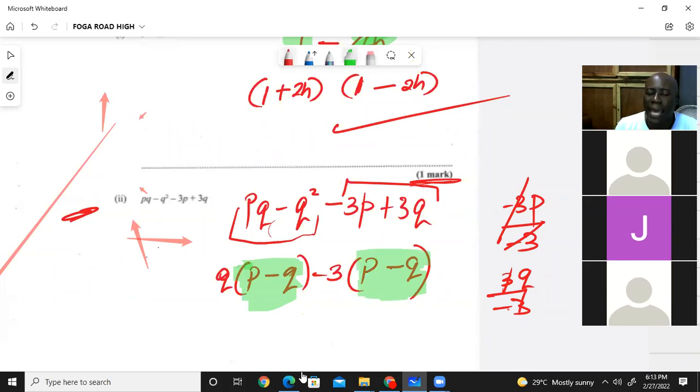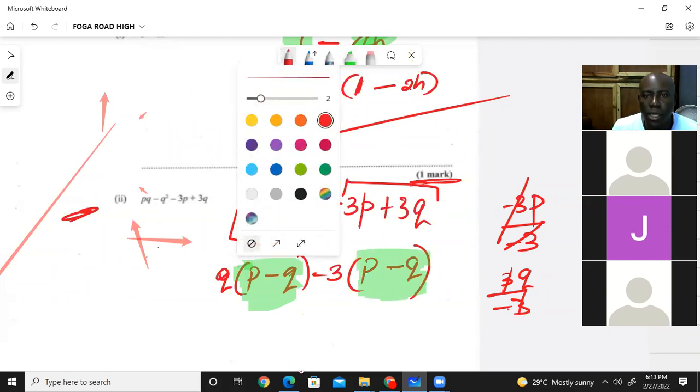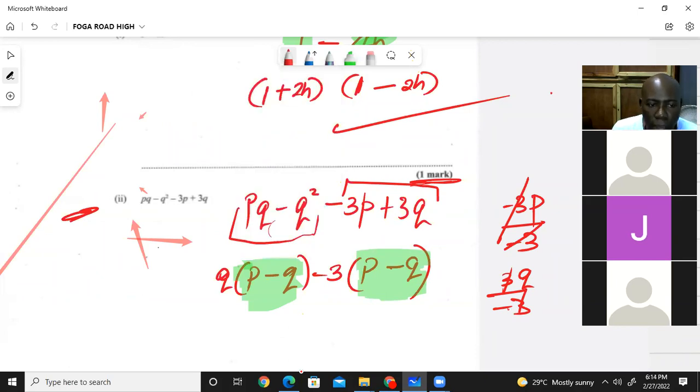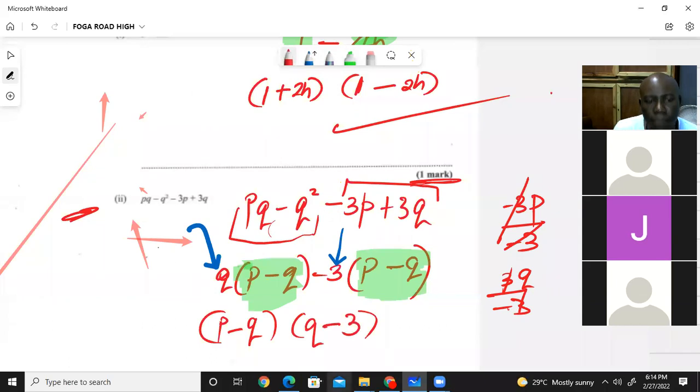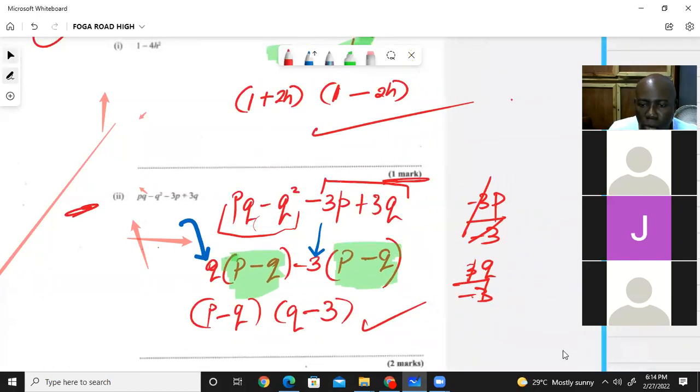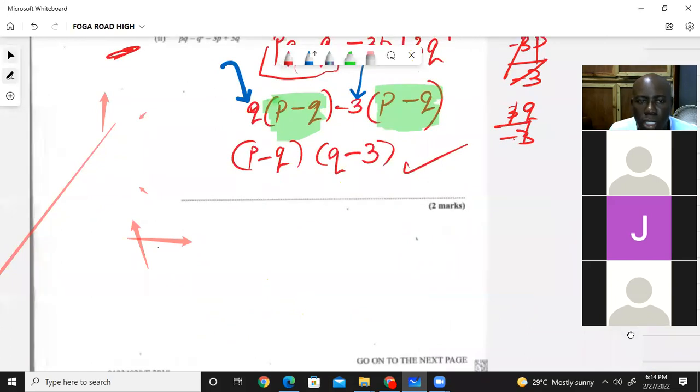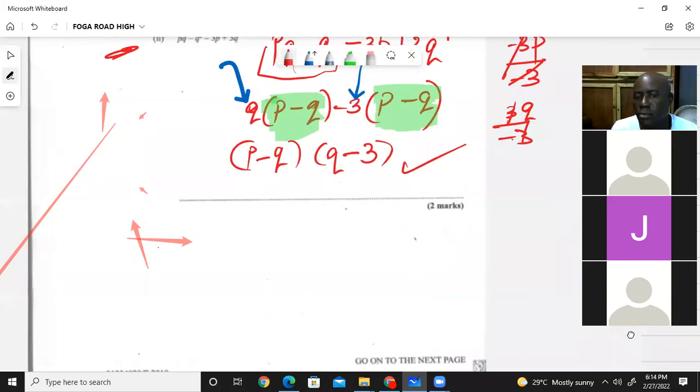Whenever I realize that I have that identical twin, then I can just write down one of my identical twin. And the things on the outside here, this is one, this is the other. I just place them in the other bracket, q minus 3. And we're done. More than likely, this might be a 2-mark question. So it's for 2 marks right there.